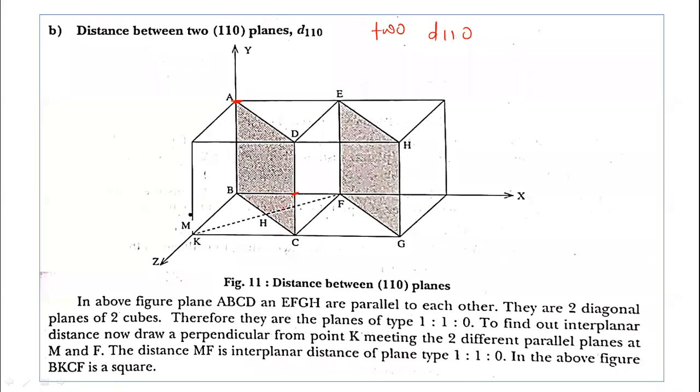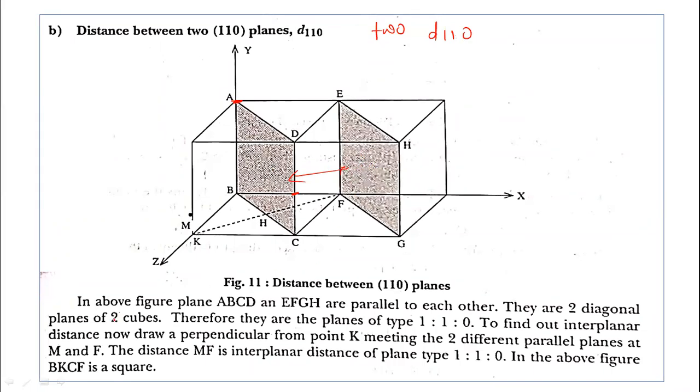Now we want to calculate the distance between these two planes, this and this. So we have to understand some geometrical arrangement here, and we want to find that distance. In the above figure, plane ABCD and EFGH are parallel to each other. So these are the two parallel planes, this one for this cube and this one for this cube. And we want to calculate the distance between these two planes.